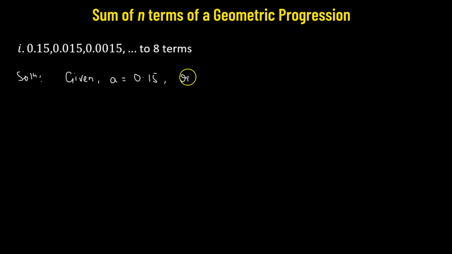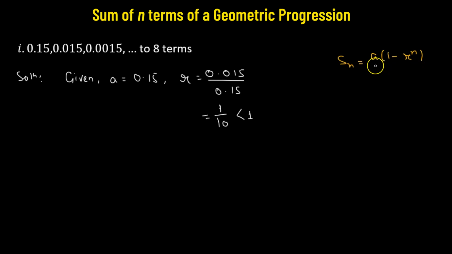Then we have the common ratio. To find out the common ratio, we take the second term, which is 0.015, and divide it by the first term, that's 0.15. So this is going to give us 1 over 10. Now here 1 over 10 means this value is less than 1. So that means we will have to use the formula for finding the sum of the n terms. That is a times 1 minus r raised to the power of n divided by 1 minus r.